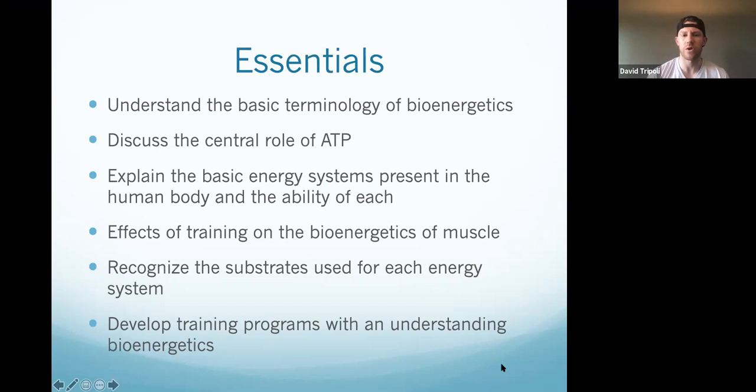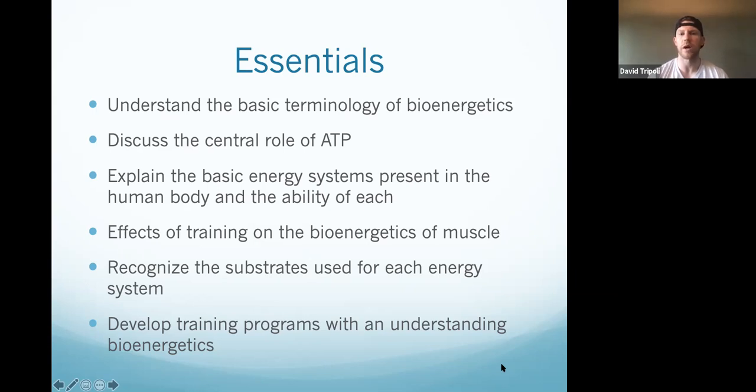Essentials from this chapter: just understanding the basic terminology from this section. ATP, what's its role as energy, the basic energy systems and the ability of each of them. So we'll cover that. Effects of training on bioenergetics of the muscle. So what happens with training? We're going to introduce some of the substrates, so the substances or the ingredients, so to speak, of the energy systems, and then training programs with an understanding.